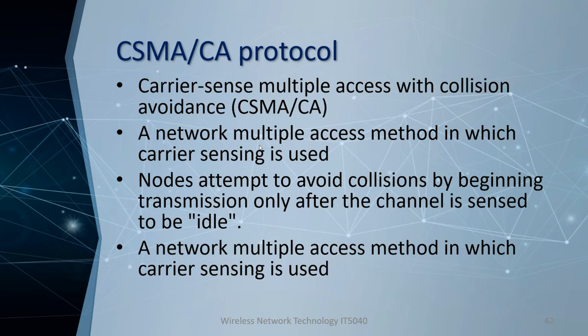Then I'm going to talk about the CSMA/CA protocol. It is known as Carrier Sense Multiple Access with Collision Avoidance. It is a network multiple access method in which carrier sensing is used. To deal with collisions, carrier sense multiple access with collision detection is used. For collision detection, every node monitors the bus while sending data. If the data on the bus is different to the data a node is currently sending, a collision is detected.